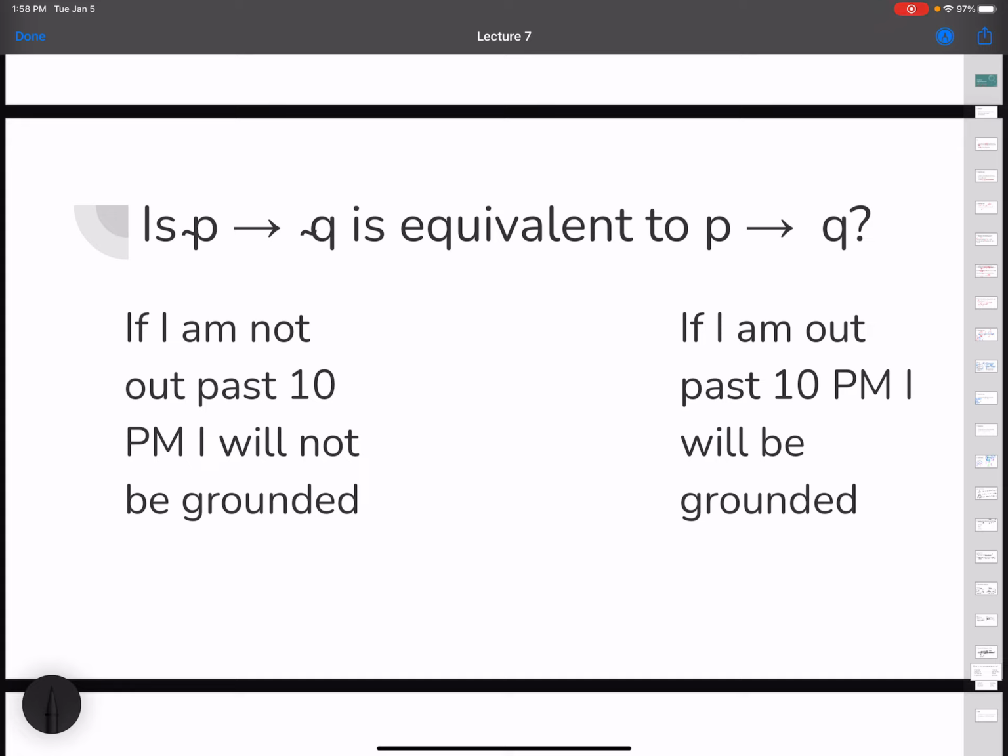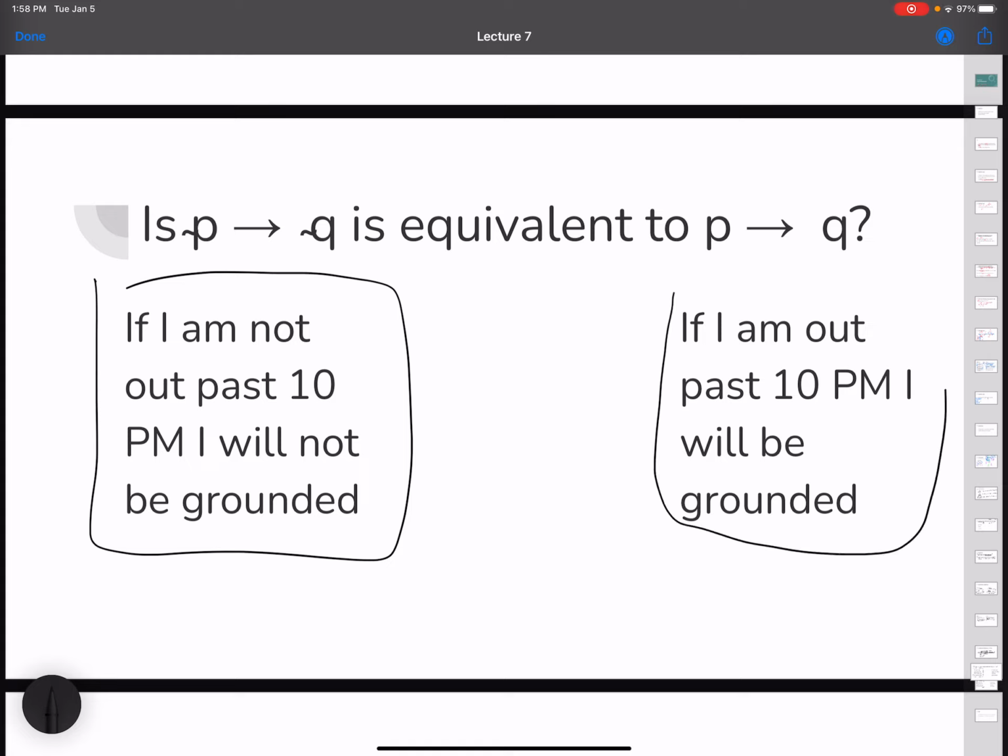Now let's see if not P implying not Q is equivalent to P implies Q. If I am out past 10 p.m., I will not be grounded. Is that the same sentence as if I am out past 10 p.m., I will be grounded?